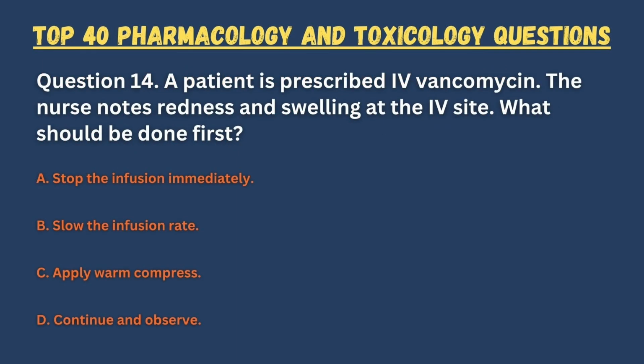Question 14. A patient is prescribed IV vancomycin. The nurse notes redness and swelling at the IV site. What should be done first? A. Stop the infusion immediately. B. Slow the infusion rate. C. Apply warm compress. D. Continue and observe.